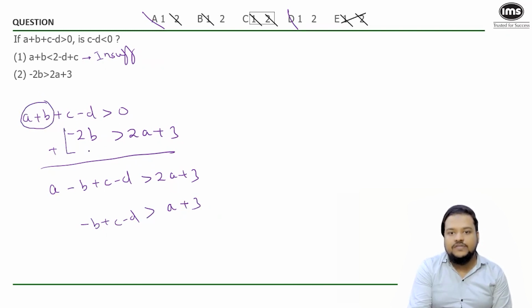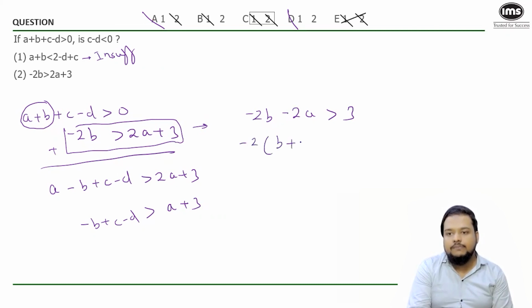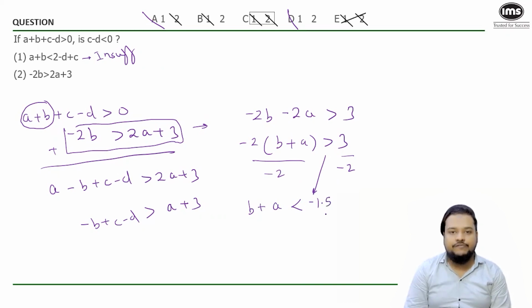So if you observe this inequality once, I can rewrite this inequality as minus 2B minus 2A greater than 3. I took 2A on the left hand side, right? Now if I take minus 2 common and divide by minus 2 on both sides, alert guys, you are dividing by a negative number. What is going to happen with the inequality sign? Very good, it is going to flip, right? So B plus A will be less than minus 3 by 2, that is minus 1.5.